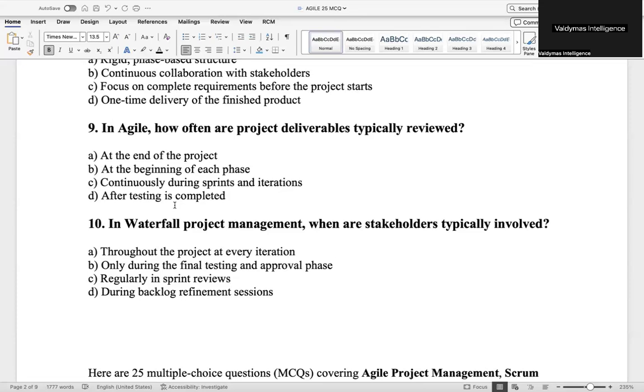A, at the end of the project. B, at the beginning of each phase. C, continuously during sprints and iterations. D, after testing is completed. C, continuously during sprints and iterations.